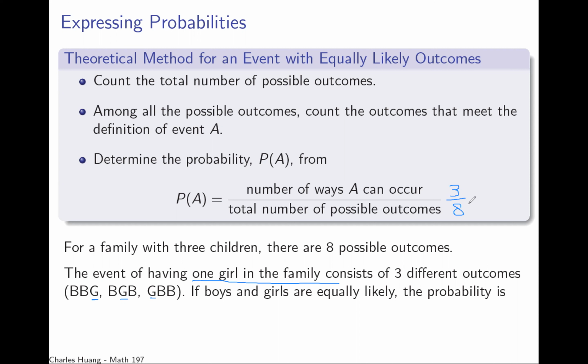By doing a simple fraction like this, 3 divided by 8, we say that the probability of getting 1 girl in the family is 3 by 8. And that's a very important thing that you'll have to know. That's the definition of probability that we'll use going forward.